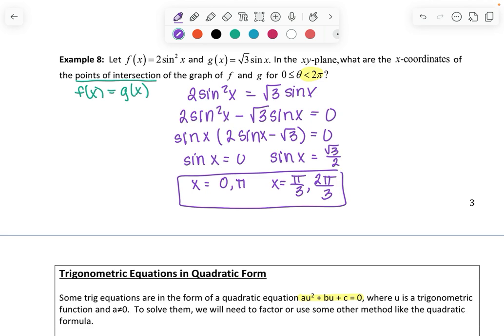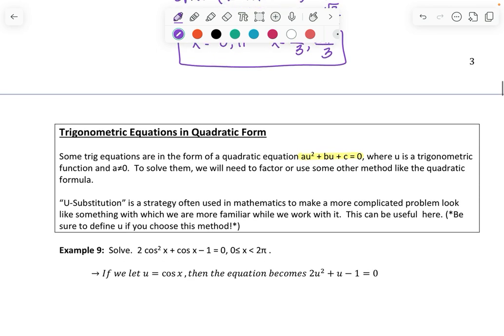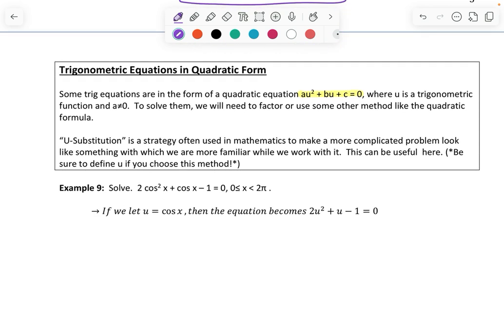So we can always use a GCF to help us factor. Sometimes, though, we're going to get trigonometric equations that are quadratic in form. They aren't quadratic because they're trig functions, but they're going to behave like a quadratic equation. So trig equations that come in the form of a u squared plus b u plus c equals 0, where u is some trigonometric function, are quadratic in form. Again, notice the pattern.